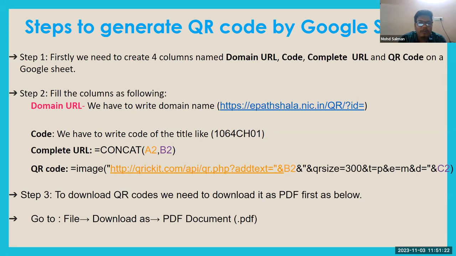The steps to generate QR codes by Google Sheets. Firstly, we need to create four columns in your Google Sheet: the domain URL, code, complete URL, and the QR code. We'll practice it after. First, we read it. Step two: fill the following columns. The first is the domain URL. We have to write the domain name: https://epaathshala.nic.in/qr/?id= . This is our domain URL. Code: we have to write the code of the title. This is the unique code of every chapter. The third is the complete URL. We have to concatenate the domain URL with the code in the Google Sheet, A2 and B2.